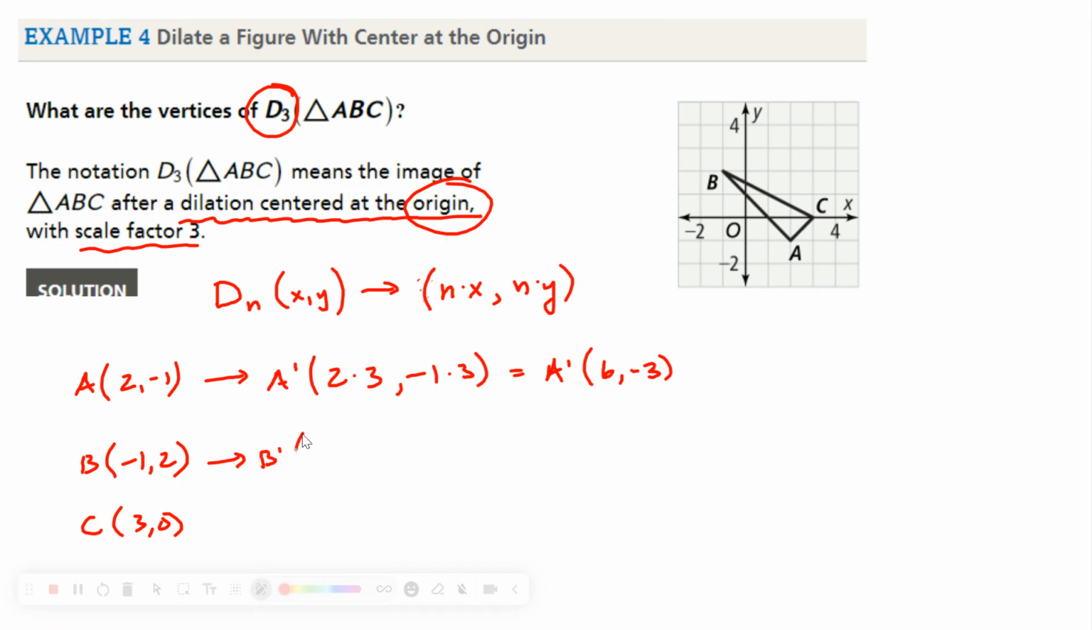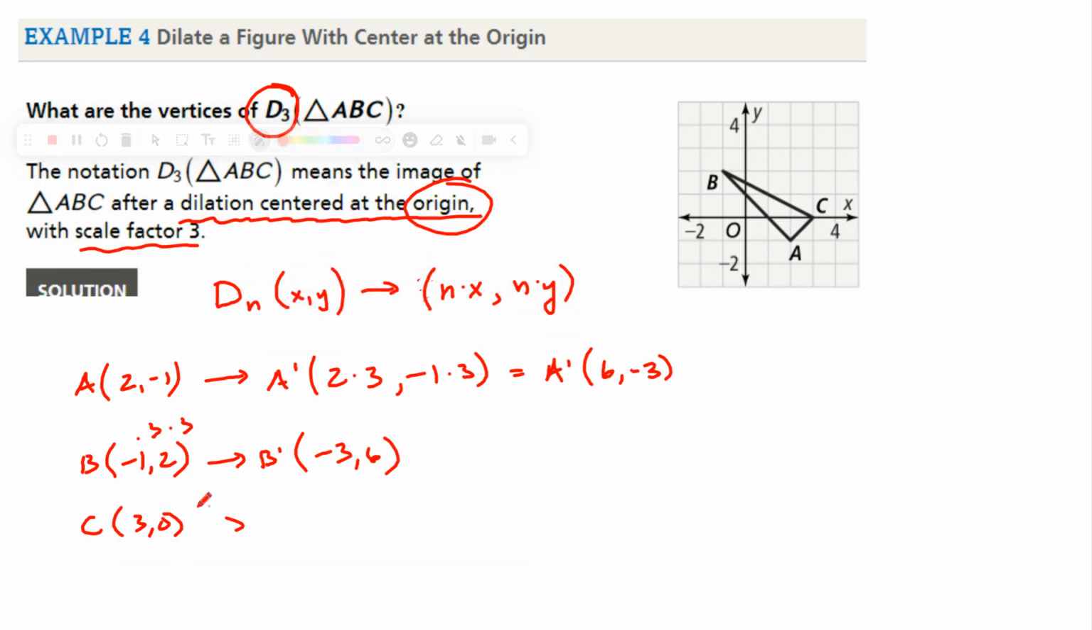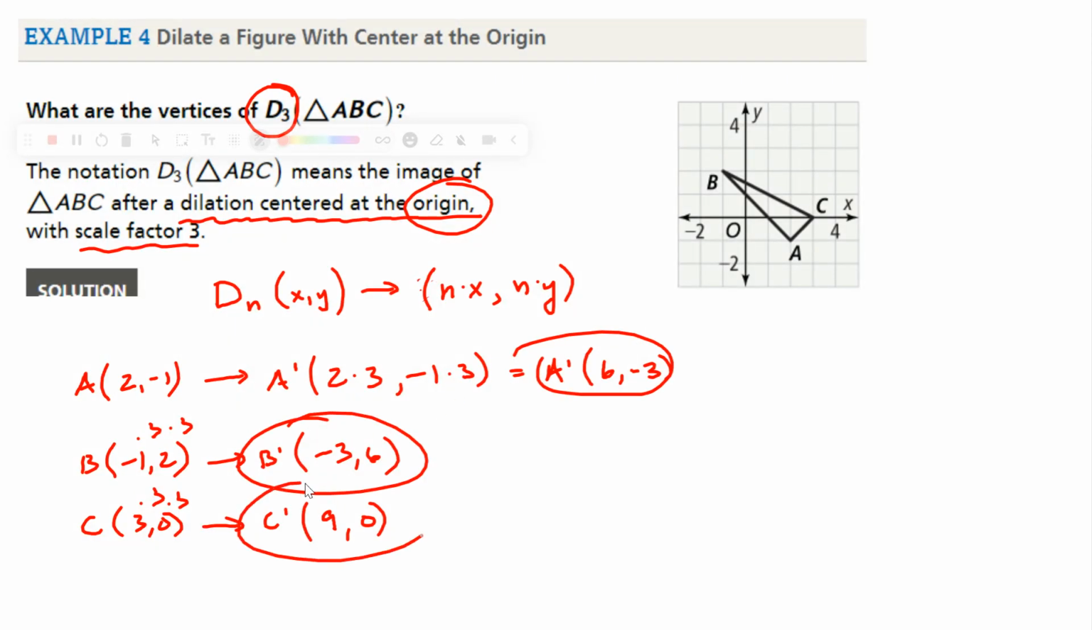Okay, for B prime, I will multiply those by 3. So negative 1 times 3 and 2 times 3, that's (-3, 6). And for C prime, let me drag this away. Sorry about that. For C prime, I'm going to multiply by 3 and times 3. 3 times 3 is 9. 0 times 3 stays 0. And here are the new vertices.